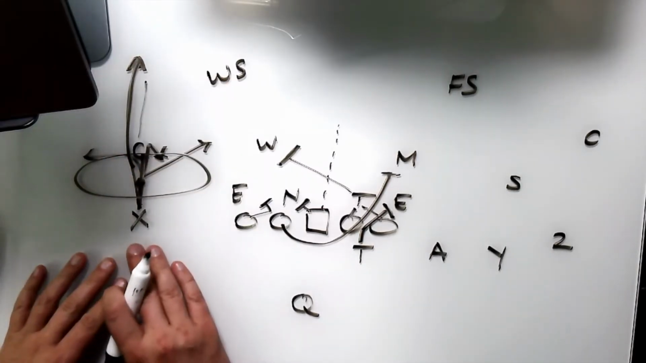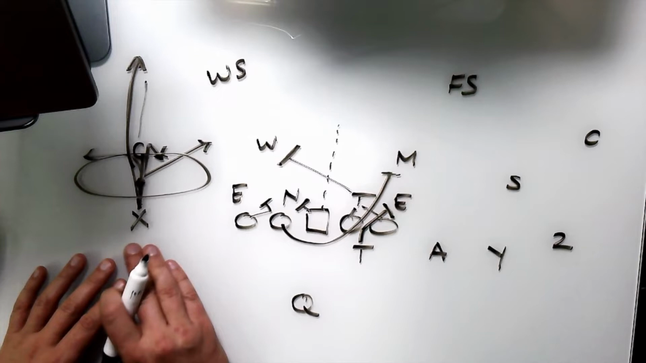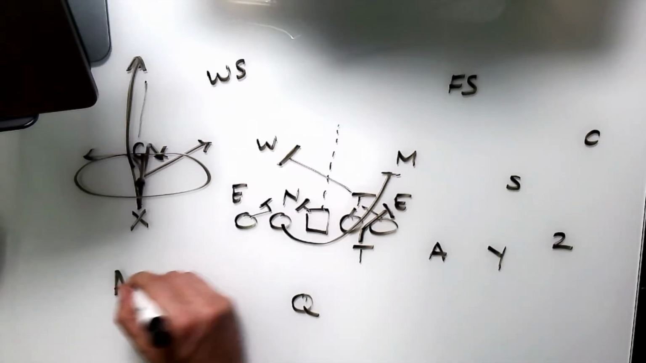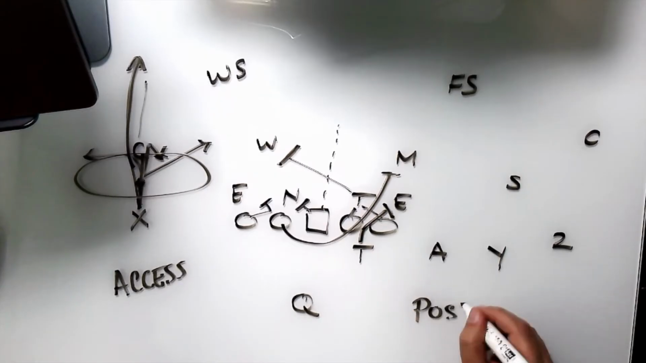So isolation route with a single receiver, it's a pre-snap read for the quarterback, so he has the option to throw this ball to his single receiver if he likes it, if he's got a green light before the ball is snapped. Now the post-snap, so that would be our access. Now the post-snap is going to come to the right here.